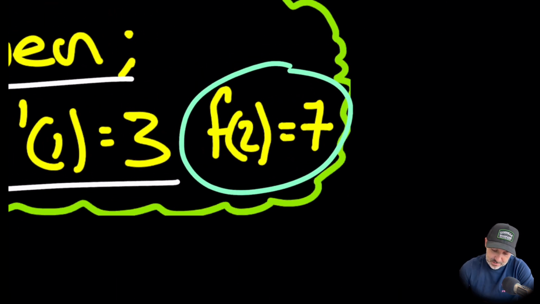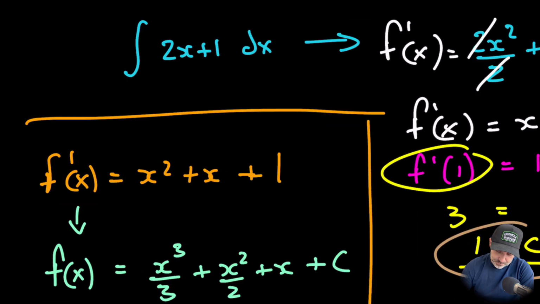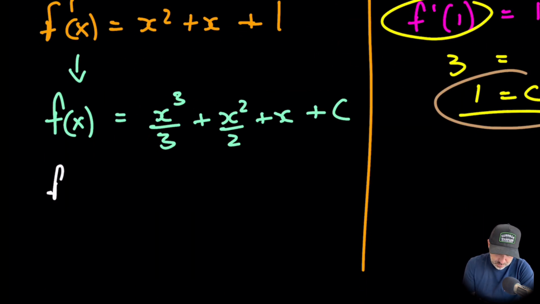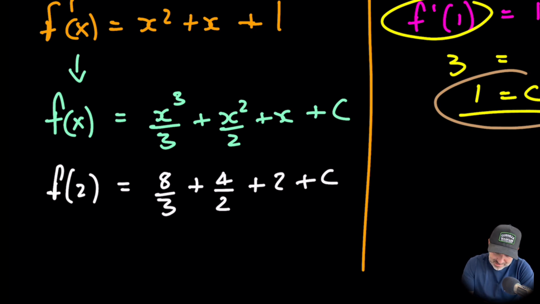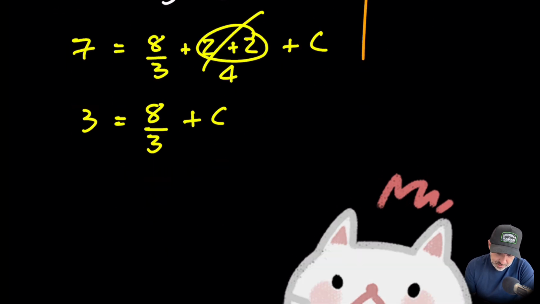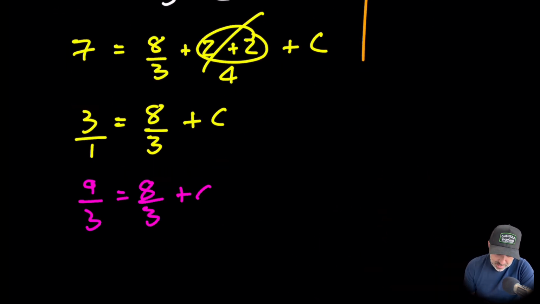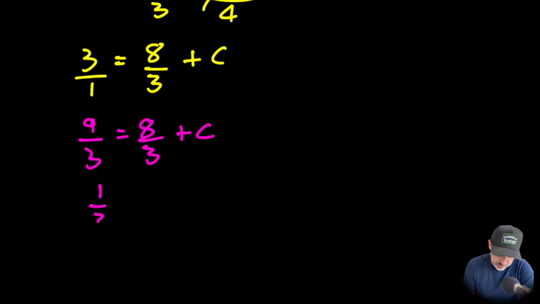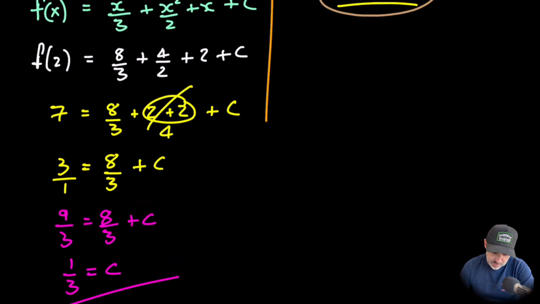So remember it said that when x is 2, y would come out to be 7. So when x is 2, we will get 8 over 3, and so on, leaving us with 1 over 3 equals c. And there you go. So that was the original c.